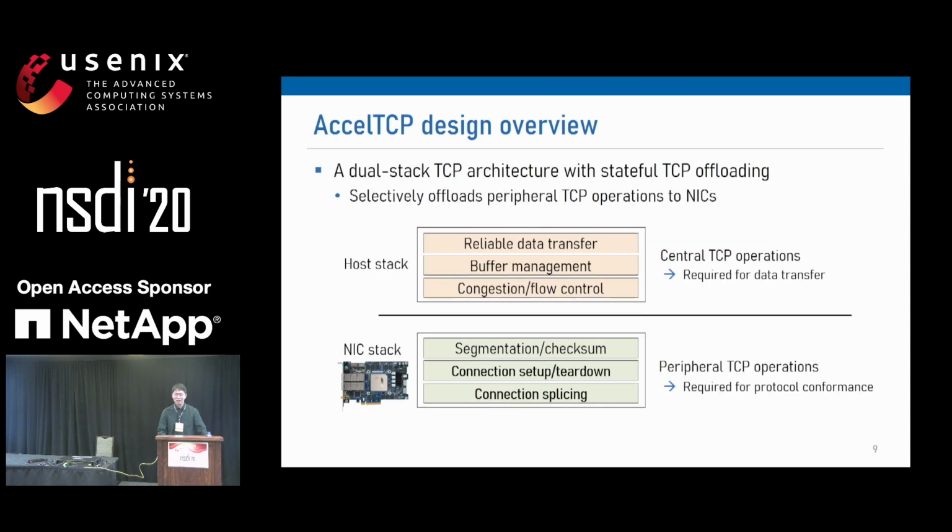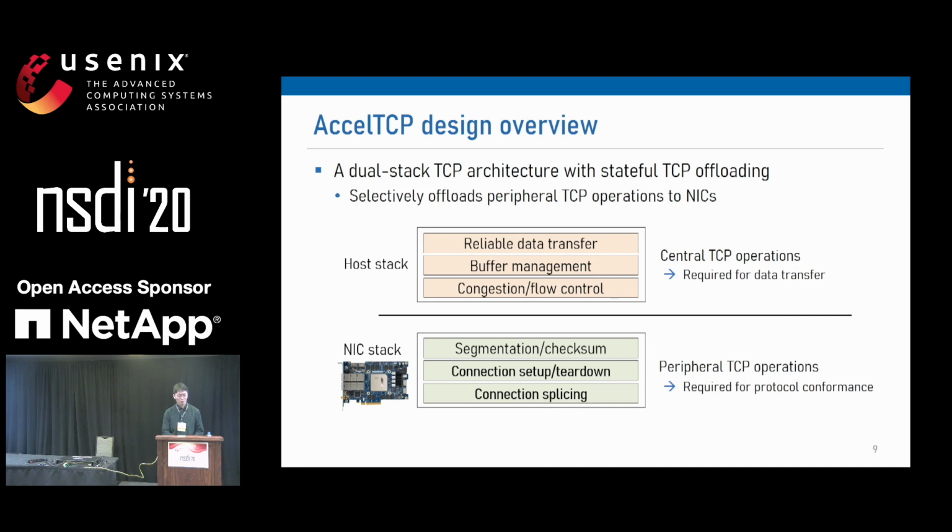Okay, so now let's see how AccelTCP is designed. AccelTCP is a dual stack TCP architecture, consisting of a NIC stack and a host stack collaborating with each other. We split TCP stack functionalities into two categories. First is central TCP operations, which are subject to flexible policies or require a variable amount of CPU cycles. Most data transfer related features belong here, because they have to handle many exceptions, for example, inferring packet loss or handling out-of-order packets. So this logic is too complicated to run on the NIC data plane.